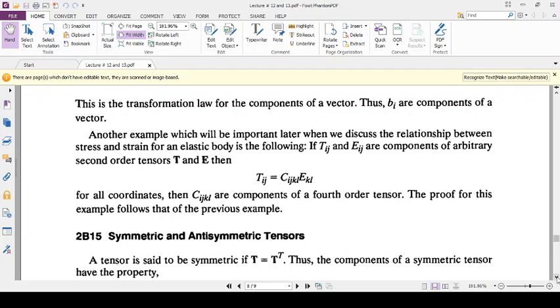Again, here we are generalizing the previous result: if you have two tensors T_ij and E_ij and relate them with this equation, then we have to show that this C_ijkl is a tensor of rank 4. So this is an exercise for you.